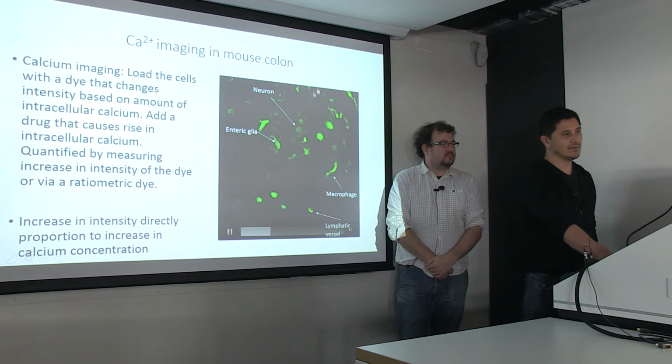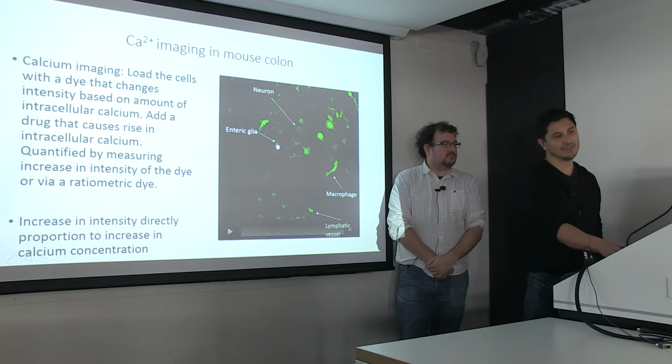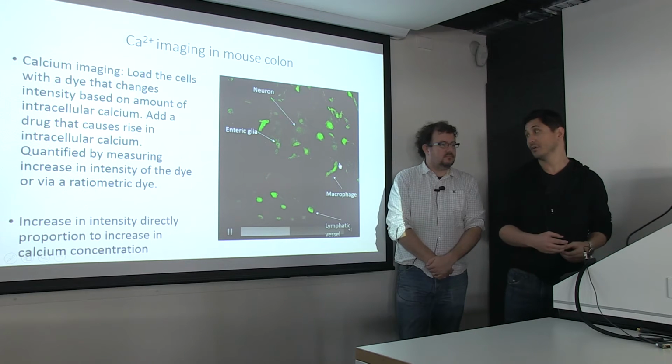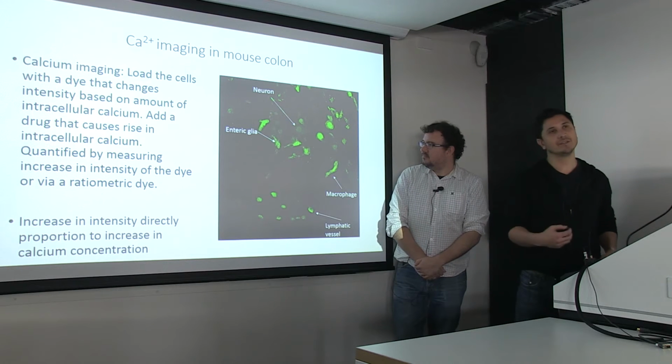In this image here, we've got one of these collections of nerve cell bodies, with an arrow pointing to a neuron. These are support cells known as glial cells. Also associated with these cells is the immune system. You can see they also respond, hopefully you can see this, to the drugs that we're adding.